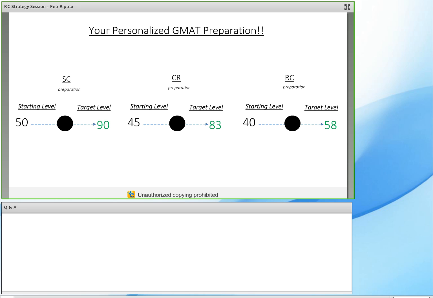It's very clear from this data, once you have this, that you're going to spend more time in sentence correction and critical reasoning than you're going to spend in reading comprehension. Why? Because the extent of improvement that you're looking for is a lot higher over here.